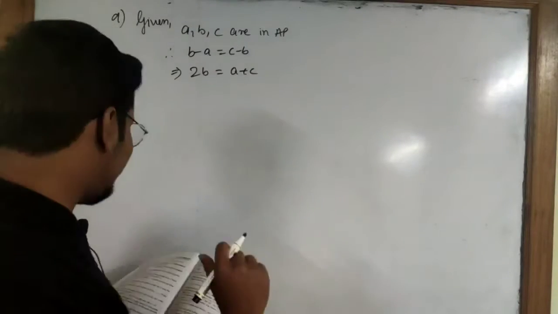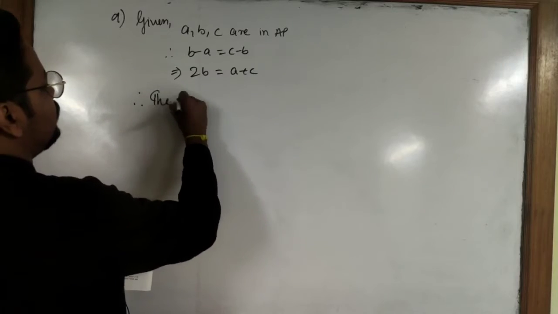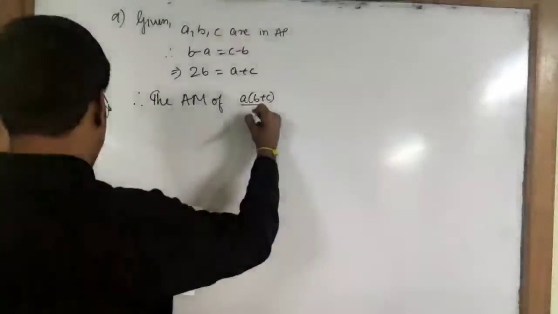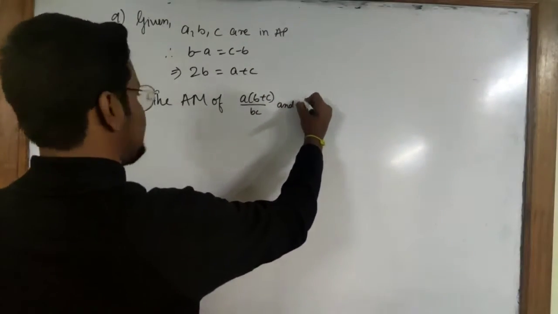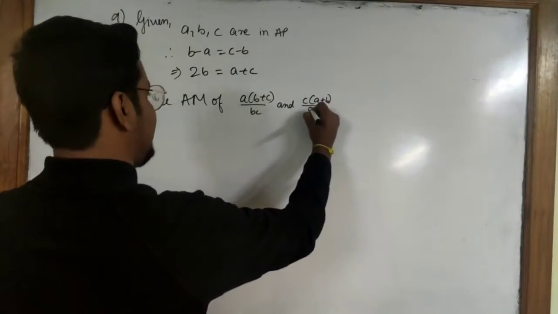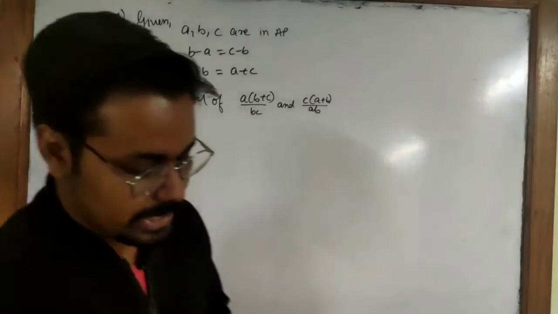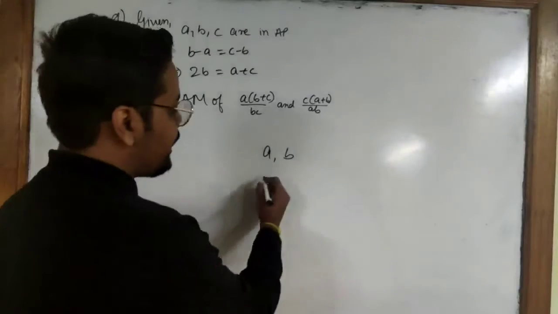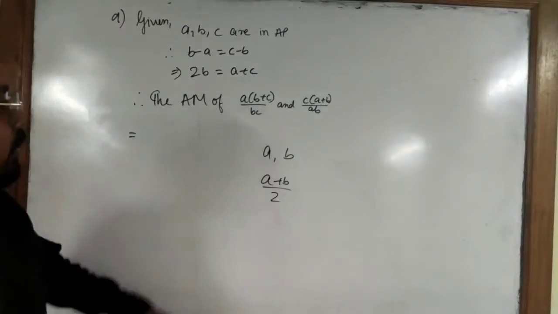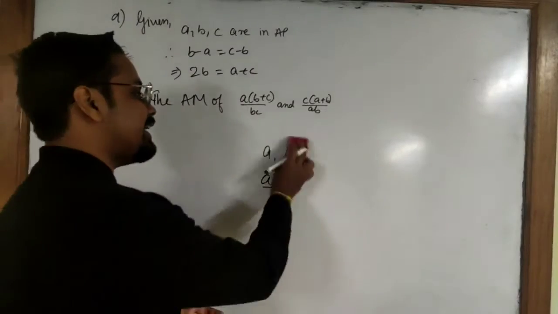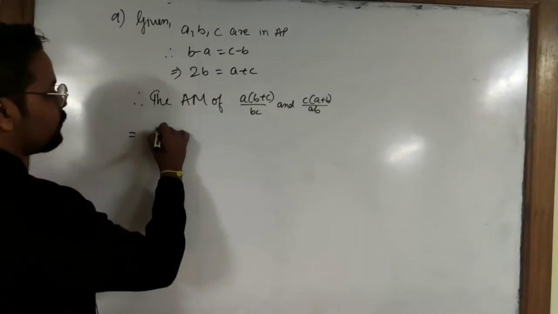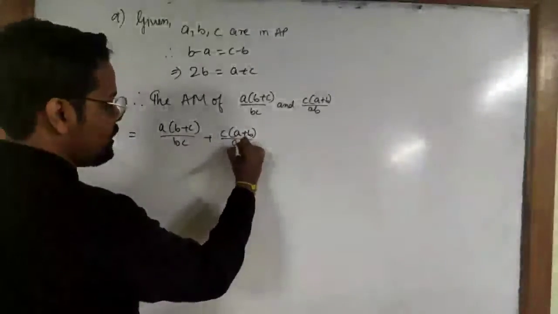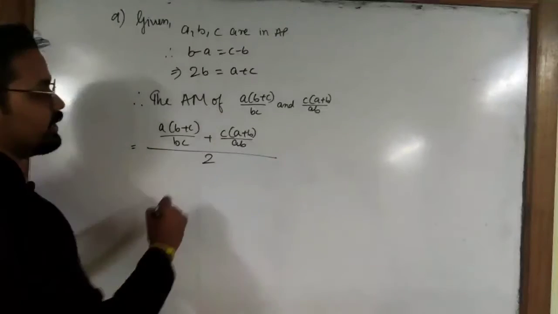Now we need to find the arithmetic means. Therefore, the arithmetic mean of which one do we have to find? A into (B plus C) by ABC and C into (A plus B) by AB. What will be the arithmetic mean? If you have two terms A and B, the arithmetic mean of A and B will be (A plus B) by 2. You add these two and divide by 2. So we have to do [A into (B plus C) by BC plus C into (A plus B) by AB] whole divided by 2.